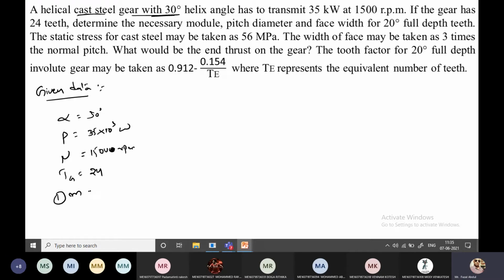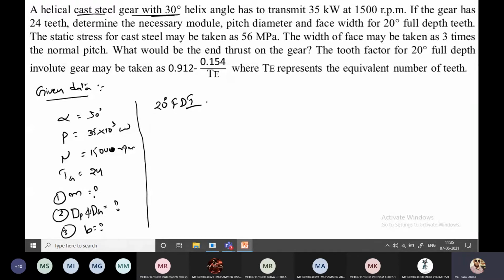First question. Second one, pitch diameter for pinion and gear. Third one is the face width, for a 20 degrees full depth involute system. The system of gearing is given as a 20 degrees full depth involute system. Here 20 degrees represents the pressure angle.